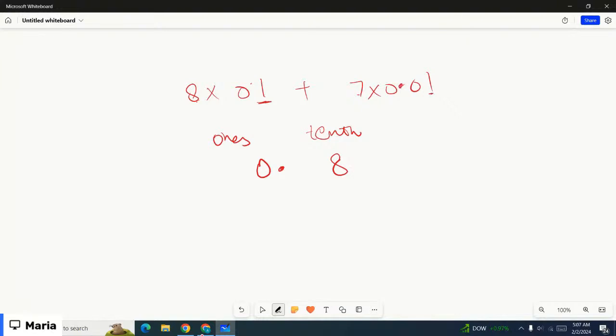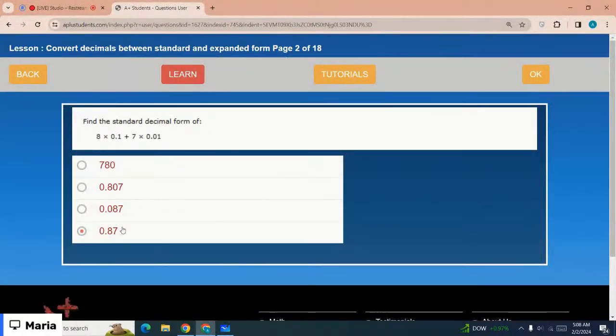7 times 0.01 means that is the digit you need to place on the second place value, that is hundredths, right? So here you have 7. So the number they make is 0.87. Got it, everyone? That is 0.87. Got it? The last option is the correct option. Got it?